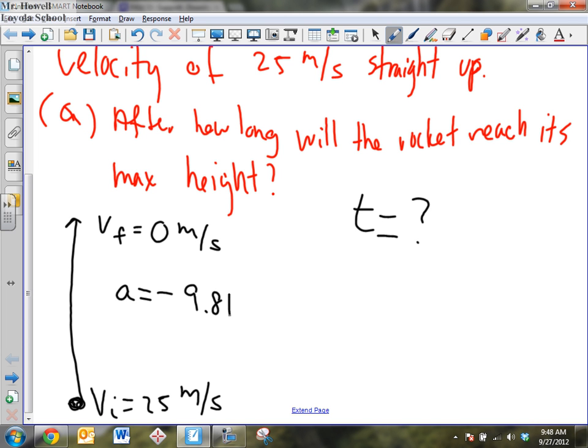Negative 9.81. Come on, guys. Doesn't matter. Which way does gravity always act? Again.